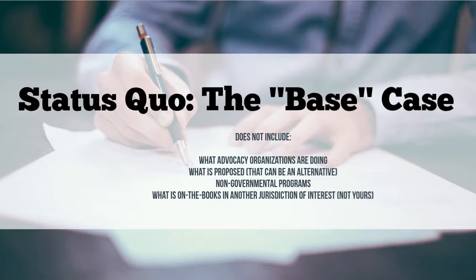Things that have failed to pass will be noted in your policy history, but your status quo would be nothing on the books if there's nothing currently. Things that have been proposed may be an alternative that you may consider, but they also are not part of the status quo. Finally, your focus with the status quo is what is on the books in your jurisdiction of interest. It does not include what your neighboring state or city is doing. If you're focused on national issues, it does not include what the states have done. That information can all be mentioned in the background section of your paper and might inform your other alternatives, but they are not part of the status quo.